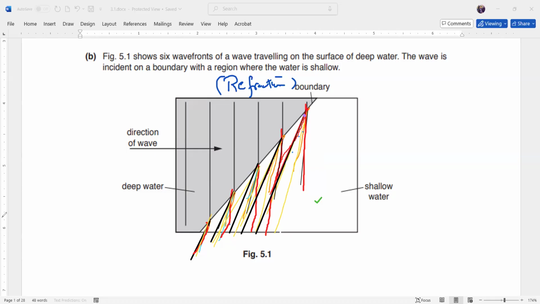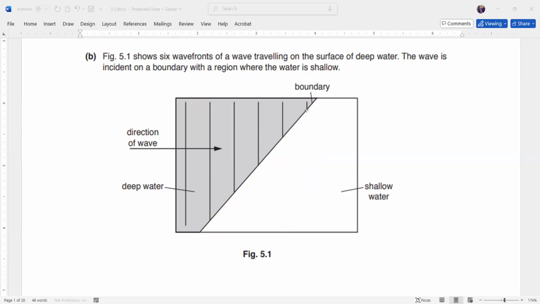In the exam, you have to carry a ruler with you and draw the wavefront like this. Umar asks: can we draw with a pencil in the exam? Yes, drawings and graphs are always done with pencil. So what will be the direction of the wave? The direction of the wave will be like this, because the wavefront and the direction of the wave are perpendicular to each other.